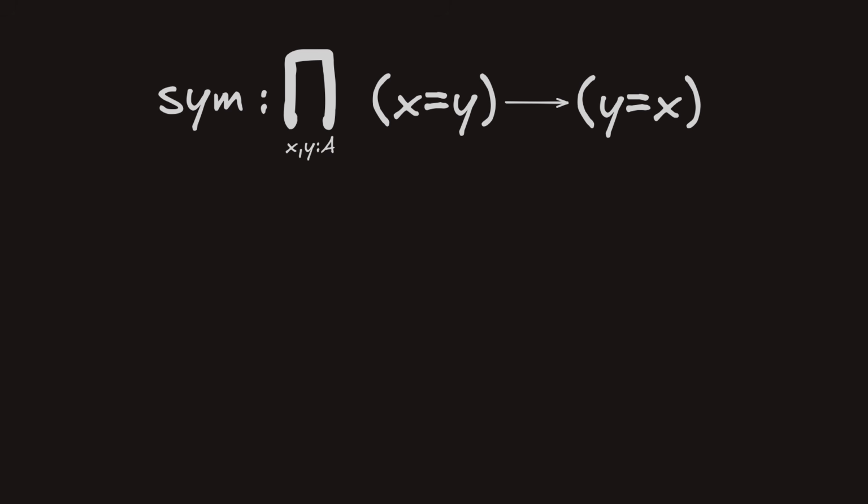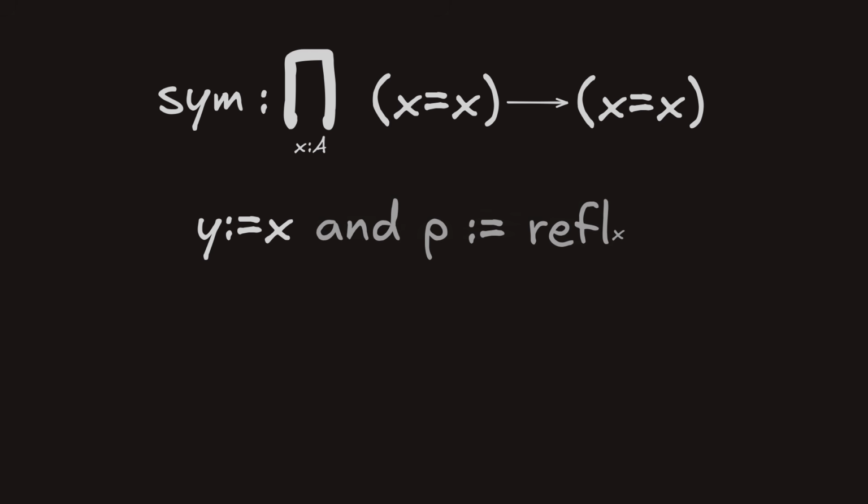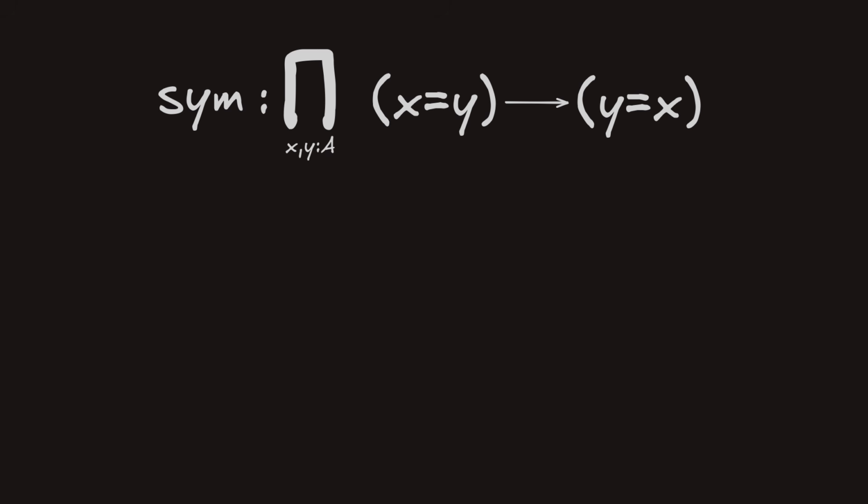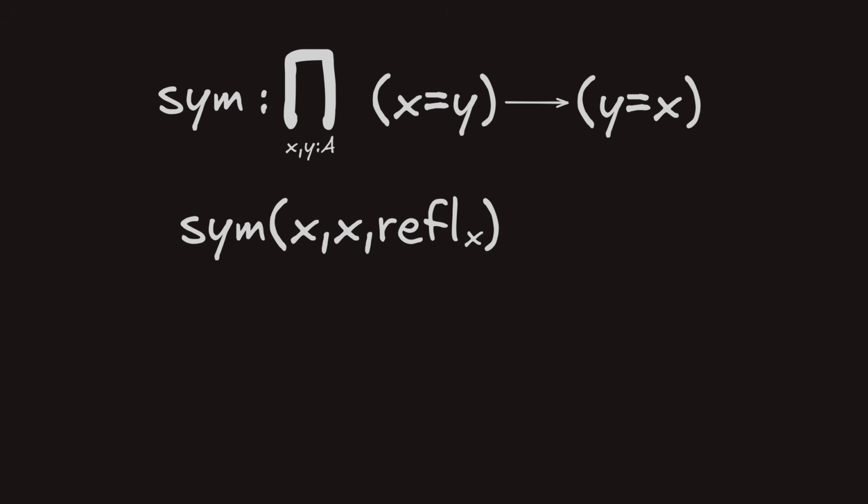According to the path induction principle, we need only consider the case where y is definitionally equal to x, and the path from x to x is ref x. In that case, we simply need to define sym of x x ref x as being equal to ref x.